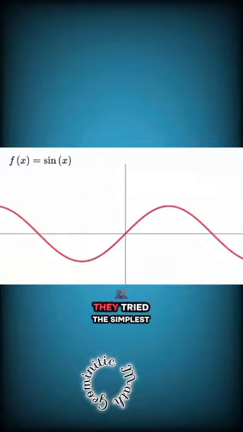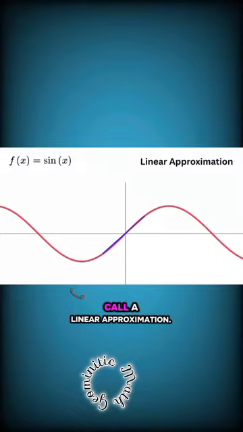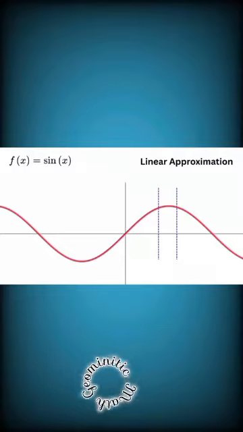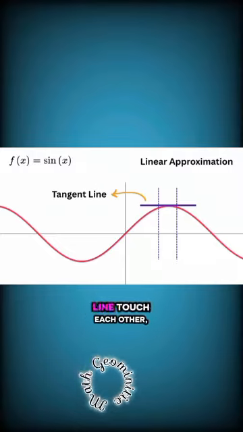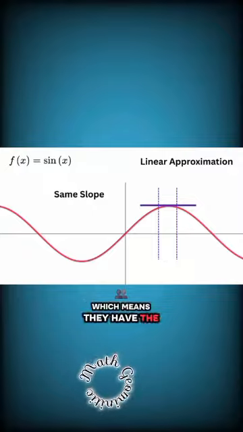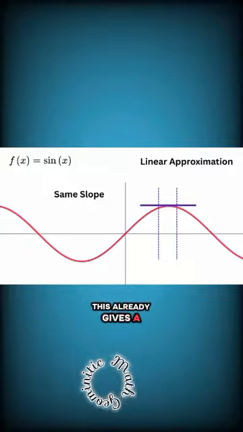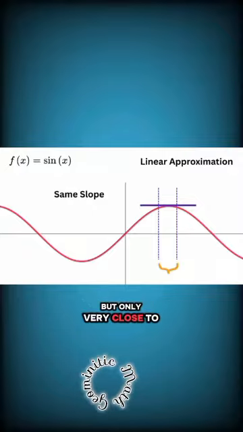At first, they tried the simplest thing possible, a straight line. This is what we now call a linear approximation. Near a point, the function and the tangent line touch each other, which means they have the same slope. This already gives a decent approximation, but only very close to the point.